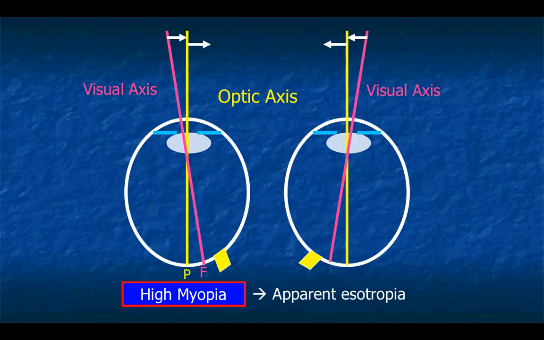So to focus on the object, both eyes have to converge. So the optic axis moves nasally in both eyes, and this gives the appearance of an apparent esotropia. So high myopes have apparent esotropia, which is false, not true strabismus, because the image still falls on the fovea in each eye.